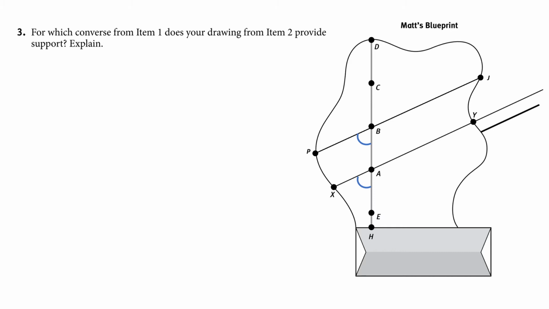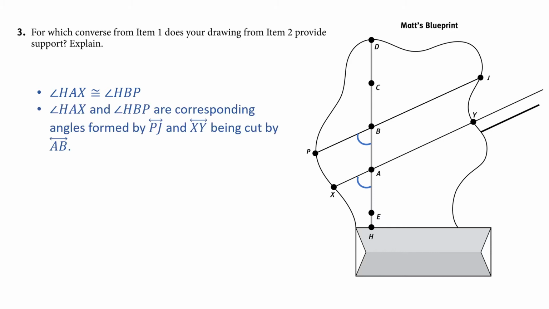They are corresponding angles because they're on the same side of our transversal, which is that up and down line, the vertical line, and one is on the inside of the two lines, and one is on the outside. So the measure of angle HAX is congruent to the measure of angle HBP. Okay, we know that. Angles HAX and HBP are corresponding angles formed by line PJ and line XY being cut by line AB. Very good.